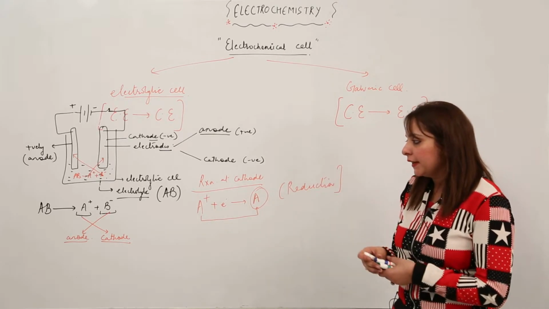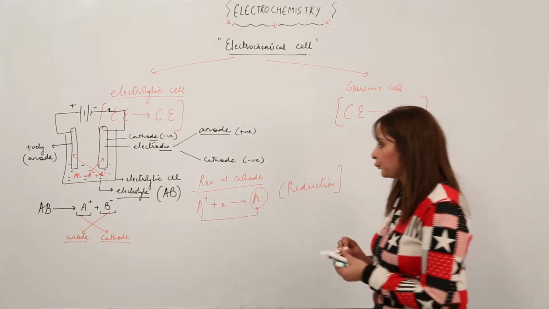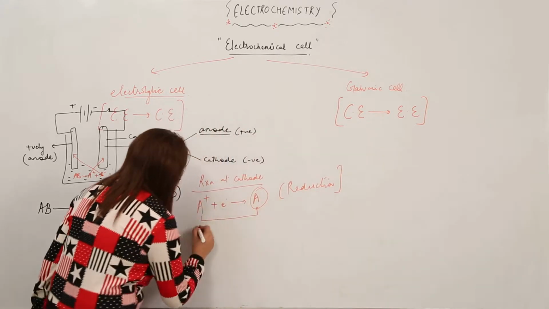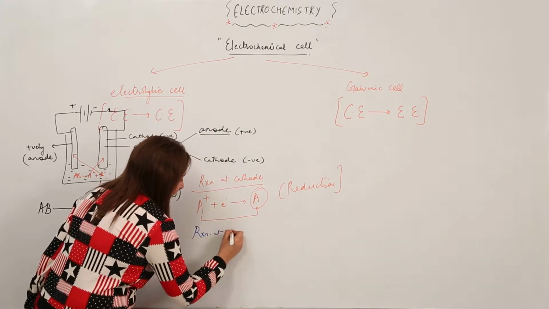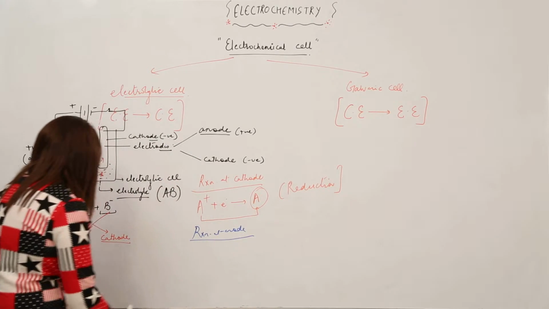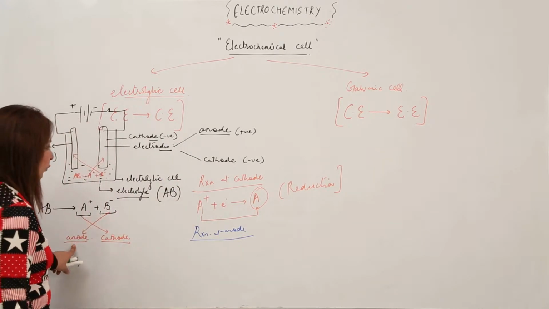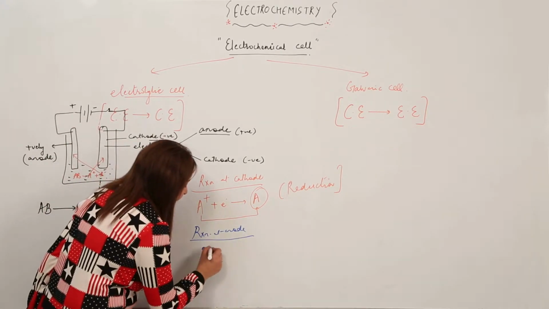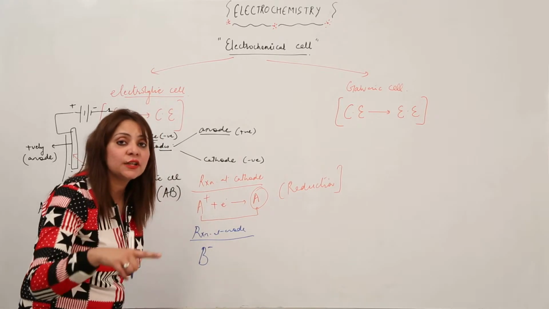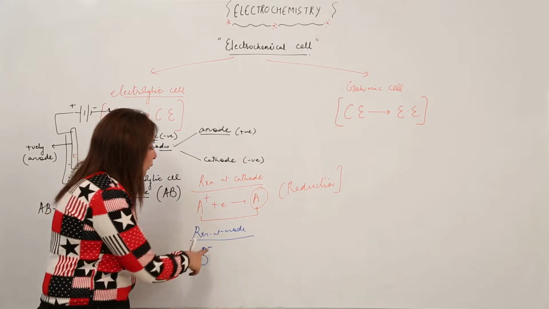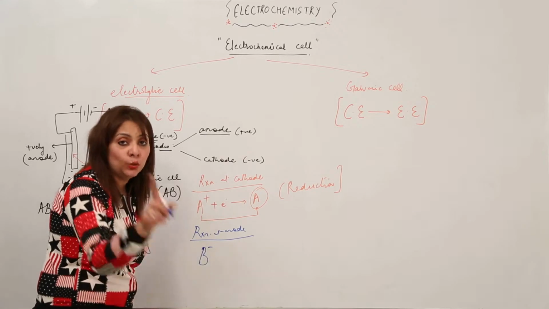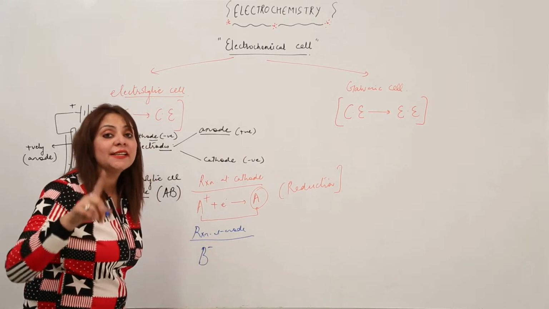So what happens at the anode now? What kind of reaction happens at the anode? What migrates to the anode? Obviously you can see B negative migrates to the anode. So why is it B negative? Because it has gained an electron. How many? It is equal to the number of charges. As you can see, it has only one charge, so it has gained one electron.